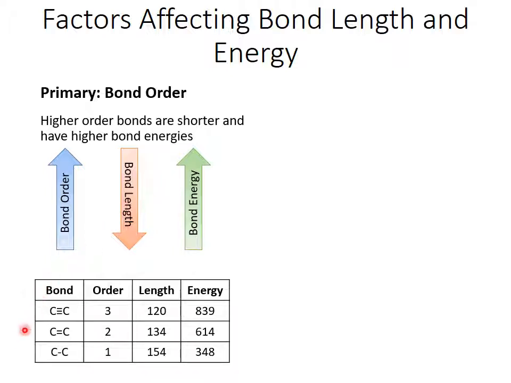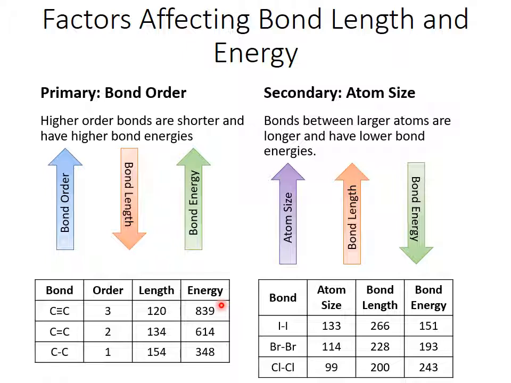Let's take a look at those carbon-carbon bonds again. So we've got carbon-carbon going from order 1 to 2 to 3. As we go from 1 to 3, the length of the bond shortens from 154 picometers to 120 picometers. Similarly, as we go up in order, the energy increases from 348 kilojoules per mole to 839. Now, this bond order effect is the stronger effect, which is why I say it's primary.